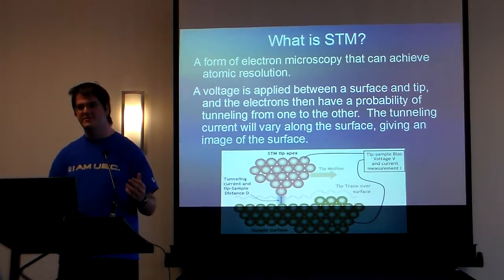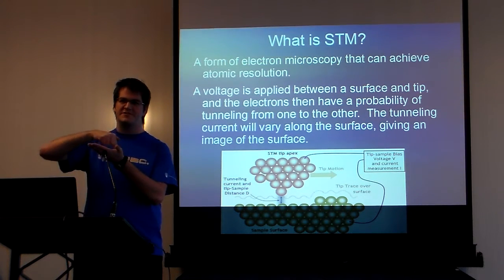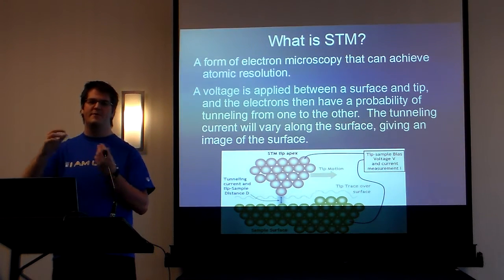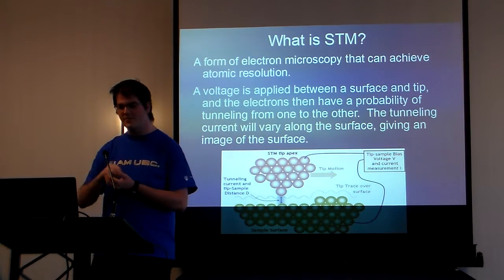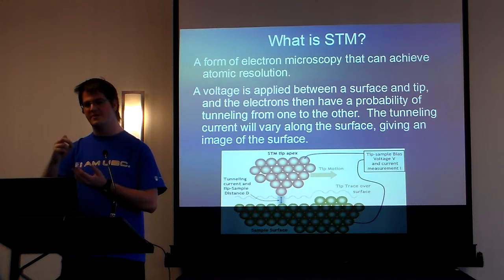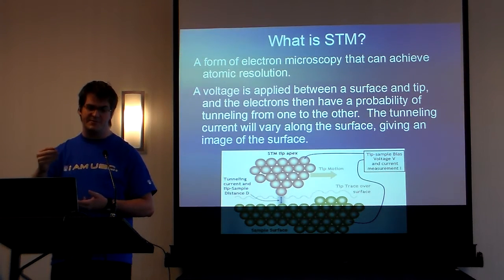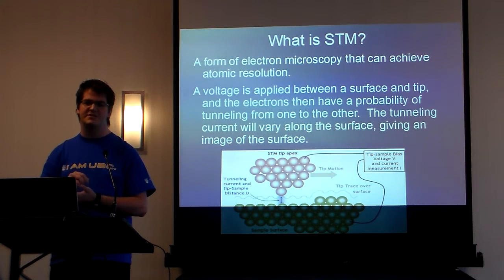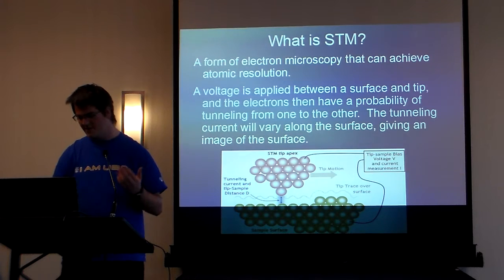It's a form of electron microscopy where you basically have a sharp tip that's scanning over a surface, and when they come within about an angstrom of each other or so, you get a non-zero probability of the electron tunneling through to the other side, either from the surface to the tip or the tip to the surface, when there's a bias between them. And so this tunneling current changes as you scan across the surface, and you get an image based on that tunneling current.